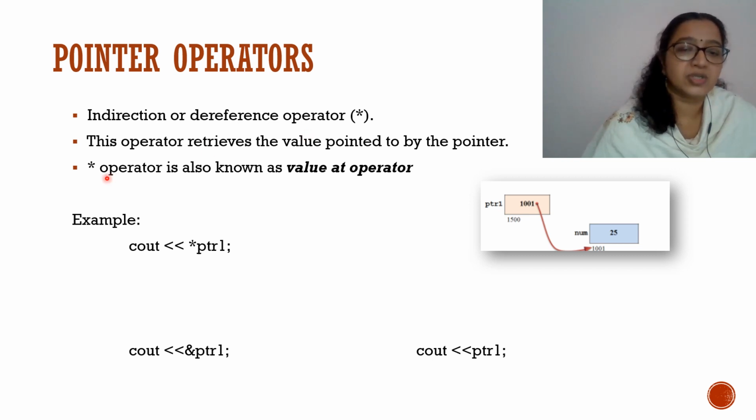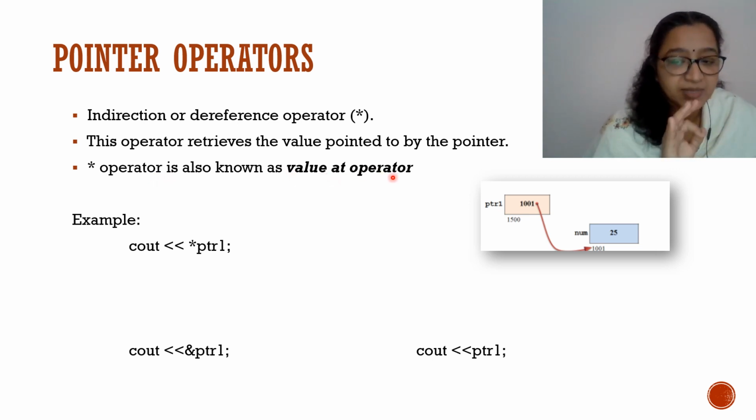Clear? So, one more name we put for that star operator. It's also known as the value at operator. So, three names are there. The first one is indirection, the second one is dereference, and the third name is value at operator.